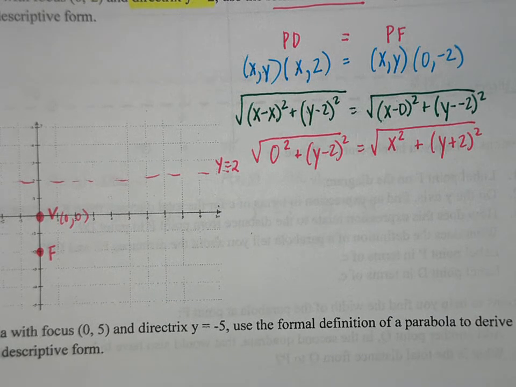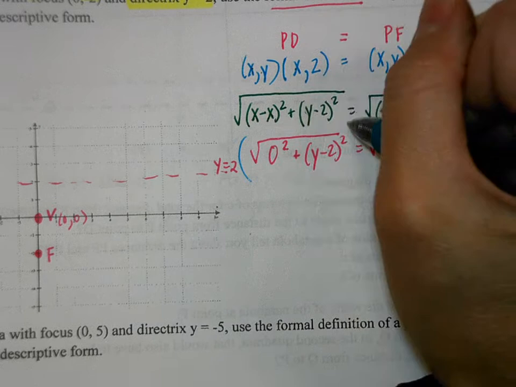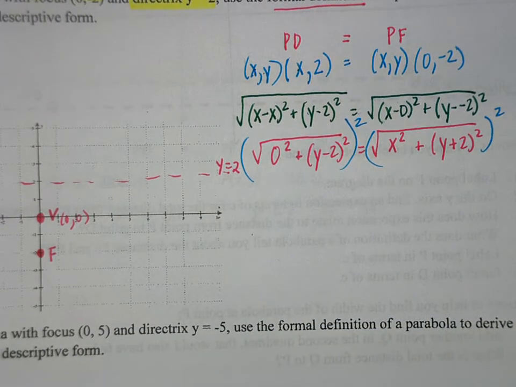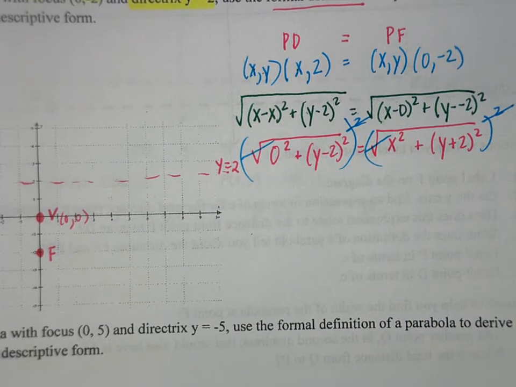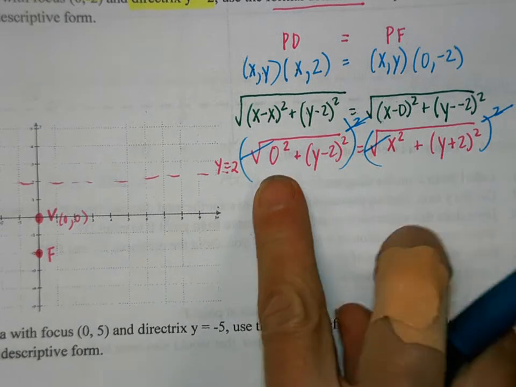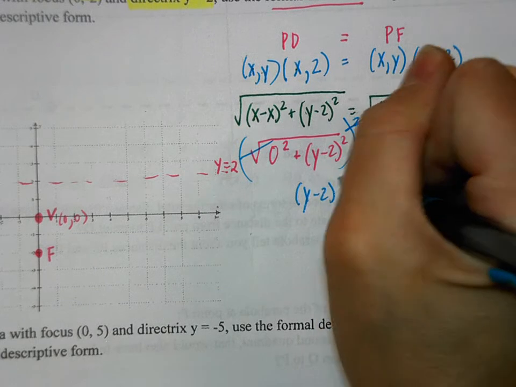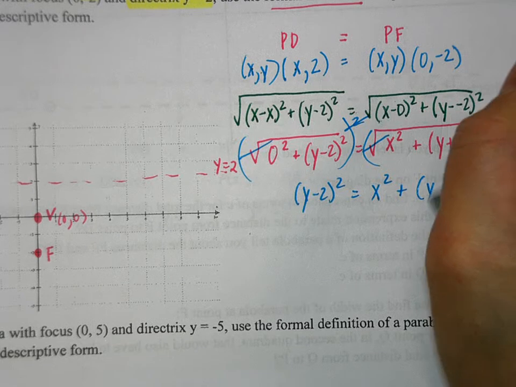Any questions so far? All right, the next thing, do you see how we have a square root on both sides? And this goes back to unit 6. How can I eliminate a square root? Good, we have to square both sides. So when I square both sides of the equation, what happens to each of those square roots? They eliminate. The square roots and the squares eliminate. And I just did that to the entire equation. So now I'm not going to write 0 squared anymore. Are we okay with that? So I have y minus 2 squared equals x squared plus y plus 2 squared.